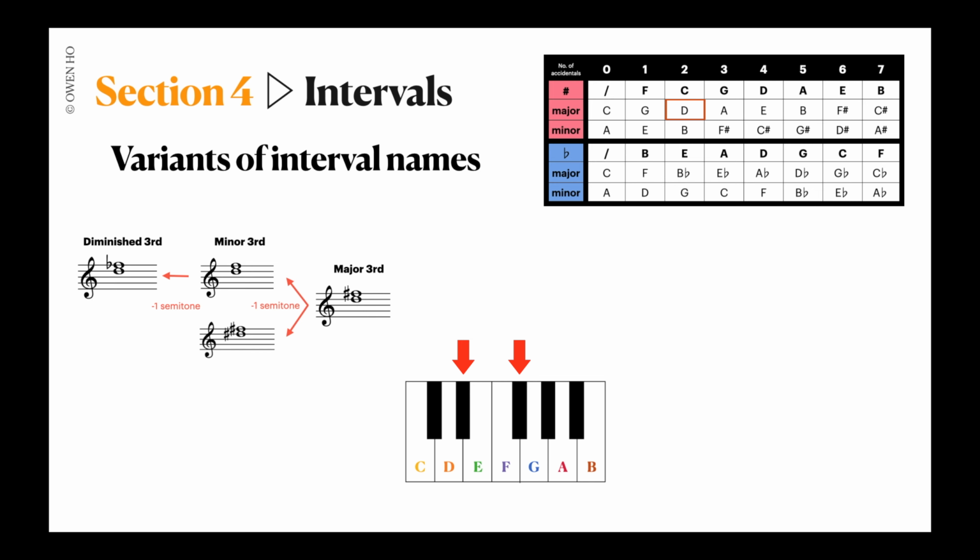And the same logic applies. We can add another sharp to the bottom note so that it becomes a D double sharp. And in this case, a D double sharp and an F sharp on top is also called a diminished third interval.